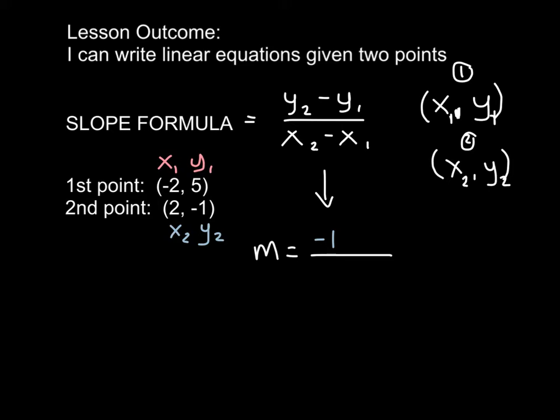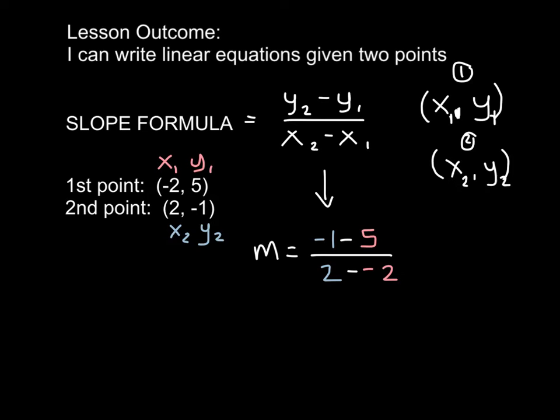So negative 1, and then minus, and then what we are subtracting here is y sub 1, our first y value, which is right here, and that's 5. So we're going to subtract 5. Okay, then we're going to take our second x value. Our second x value is 2. And we are going to subtract our first x value, and our first x value is negative 2. Alright, so there we go. We plopped everything in where it goes. Remember that this is a formula that has subtraction in the numerator and the denominator.